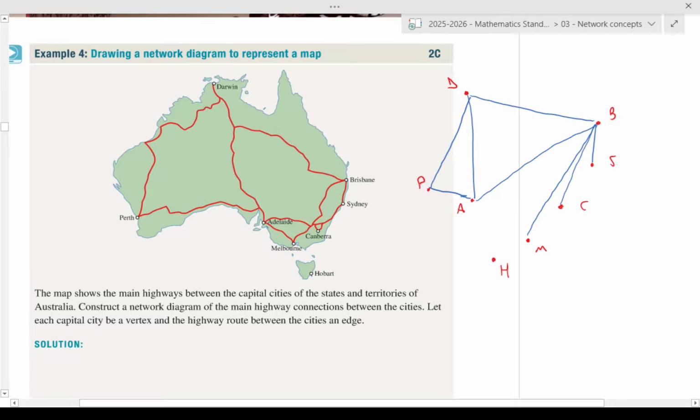Can I get to Perth? I think I can. I can go up this way. I can come down this way. I can go over there. Yep, I can get to Perth as well. So there you go. There's a lot coming from Brisbane.